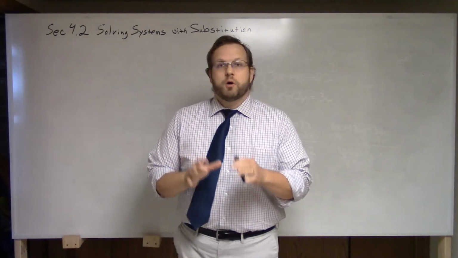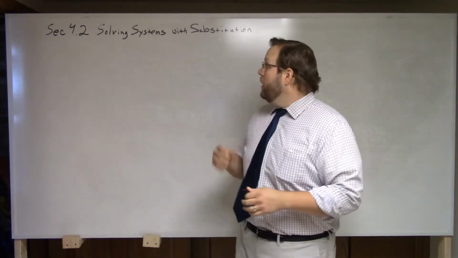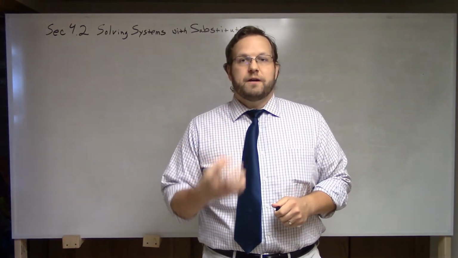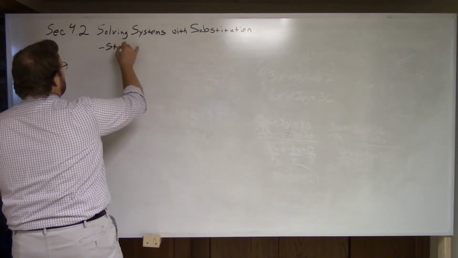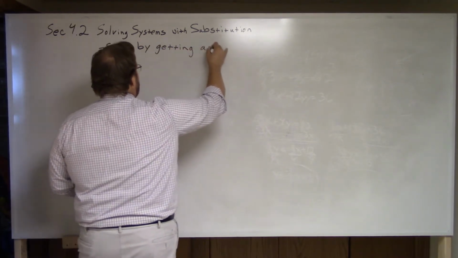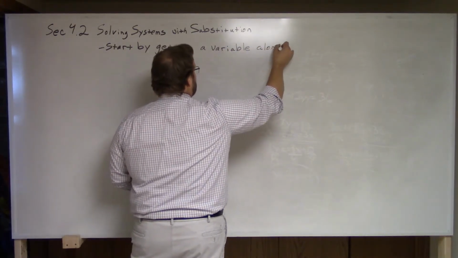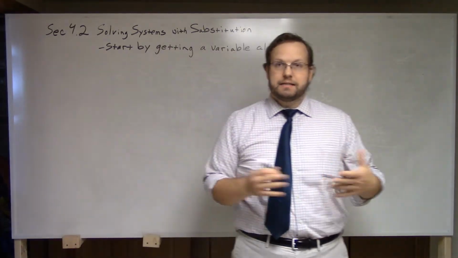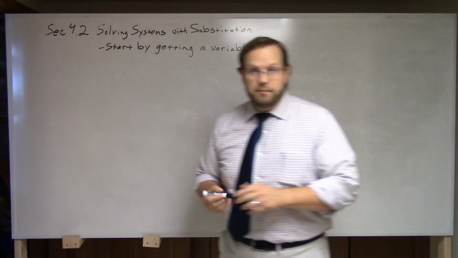Okay? Now, before we jump into an example, there's one thing that we need to remember while we're going through these problems. When we're using substitution, we need to start by getting a variable by itself. Okay? So, start by getting a variable alone. Okay? Now notice I said a variable. I didn't say the x's, I didn't say the y's. Just get a variable by itself. Okay? So let's jump into an example, see what this looks like.